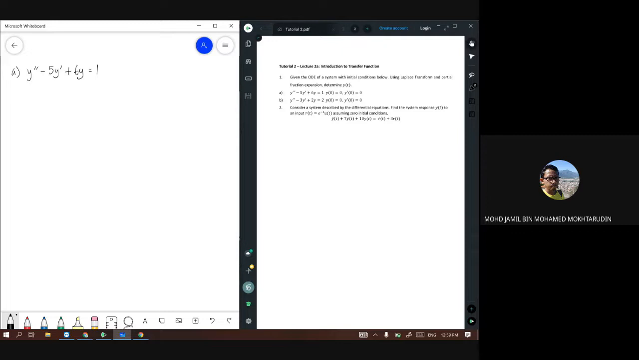So for example, if you use Laplace transform, okay, convert using Laplace transform. So y double prime, you get s squared Y(s). Okay, so ada extra terms tu. So yang tu boleh ignore lah sebab the initial condition given is 0. So you can ignore the extra things, okay? So here 5y prime, you get 5sY(s). And then 6y, you get 6Y(s). And then 1. So 1, if you convert into frequency domain using Laplace transform, you get 1 over s.